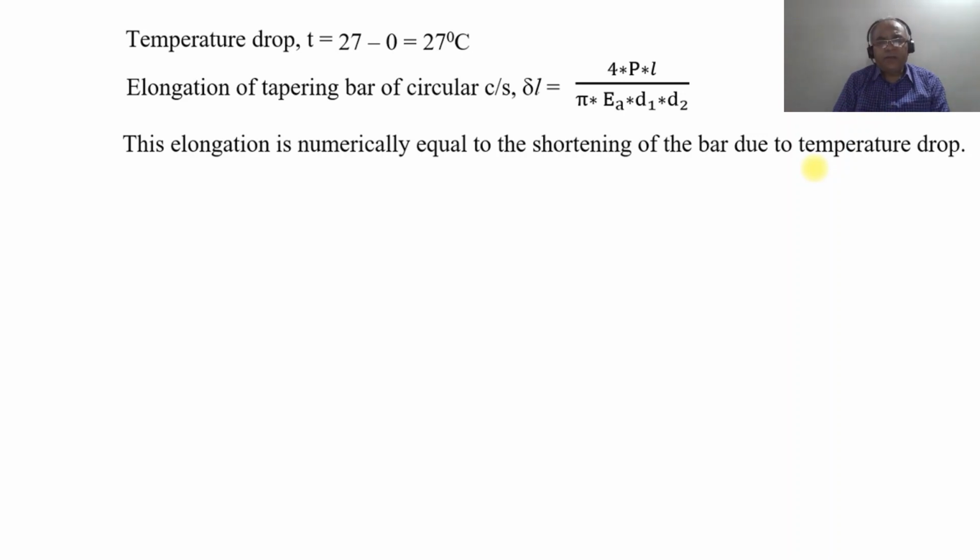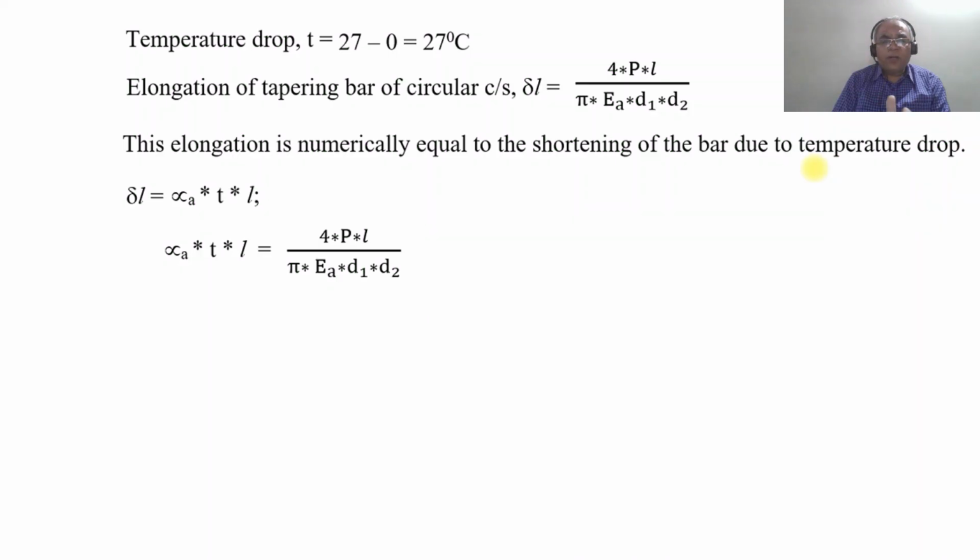Once the temperature drops from 27 to 0, naturally there is going to be a reduction in the length due to the temperature drop. So there will be a shortening of length. So what is delta L? Delta L is the coefficient of thermal expansion alpha A into T into L, which is the free expansion. So alpha A into T into L is the delta L value. That is equal to 4 into P into L by pi into E A into D1 into D2. The L will cancel.